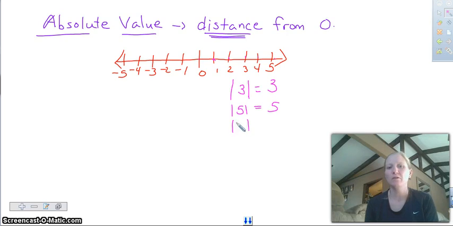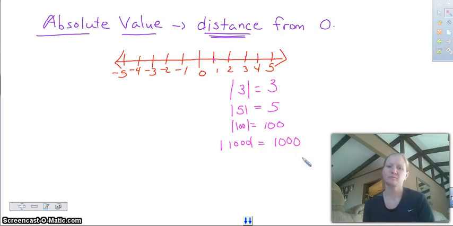The absolute value of 100 equals 100. The absolute value of 1,000 equals 1,000. Okay? That side's easy.